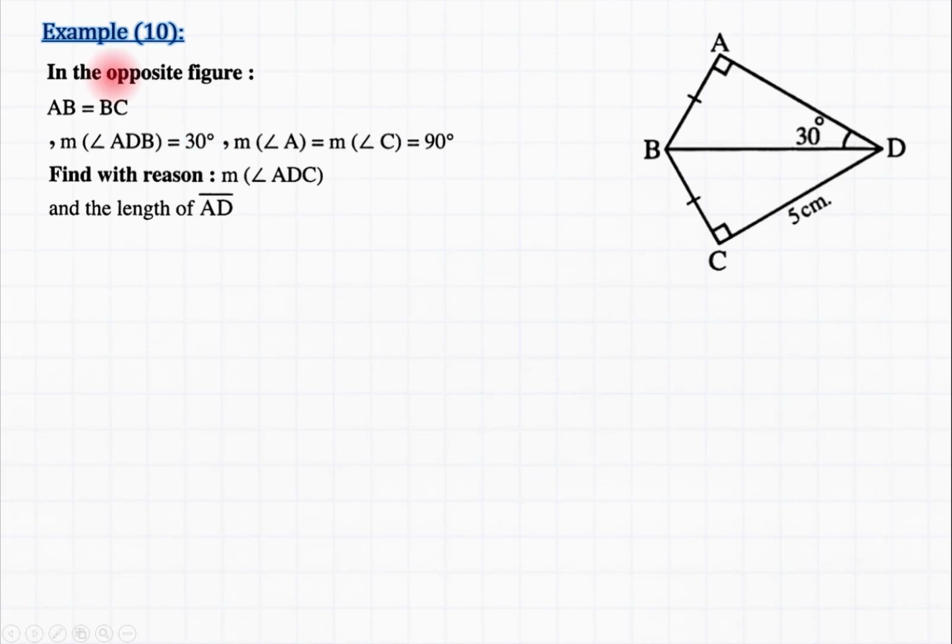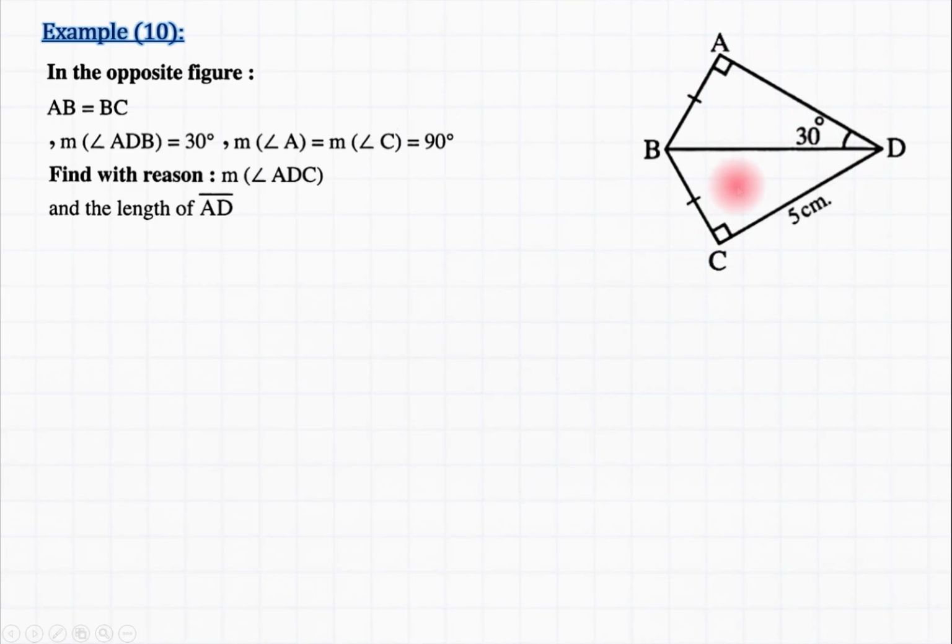Example number 10. In the opposite figure, we have EB equal BC, and the measure of angle EDB equals 30 degrees, and the measure of angle A equals measure of angle C equals 90 degrees. Find, with given reason, the measure of angle ADC, then find the length of AD.